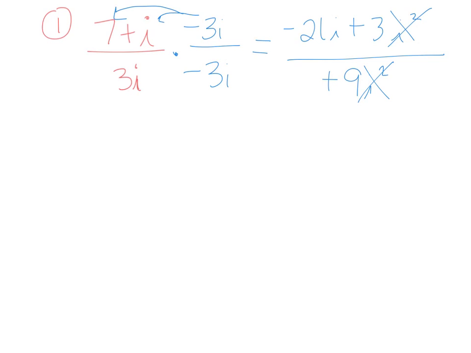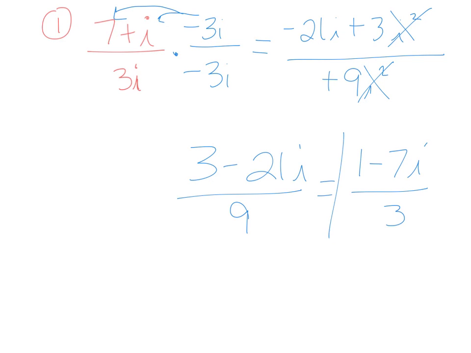And then remember, we always want i written last, so we're going to flip the top around, so it's going to be 3 minus 21i all over 9. And then you look for something that they all three would have in common. So 3 goes into 3, 21, and 9. So I'm going to divide them all by 3, and I will get 1 minus 7i all over 3. And that'll be my final answer.